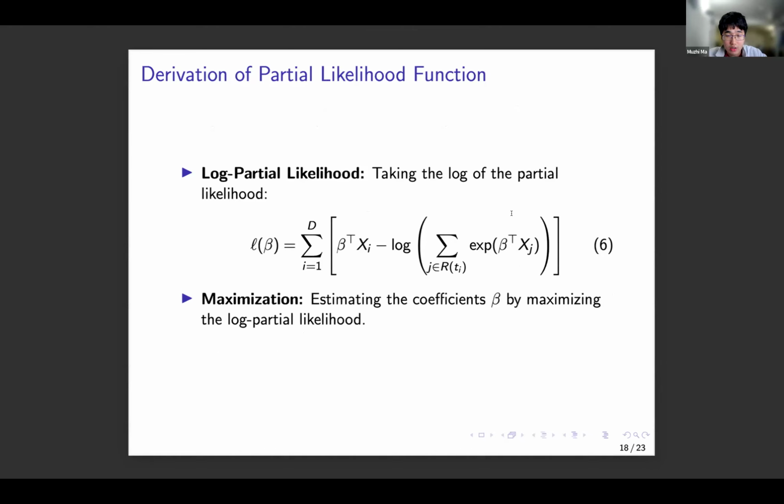So the final step is to maximize this log partial likelihood function over all beta, and then we can get an estimate for the coefficients.